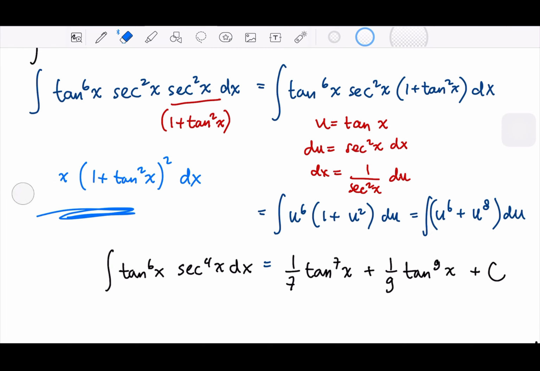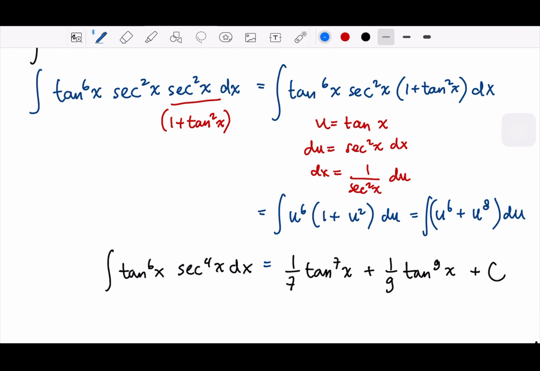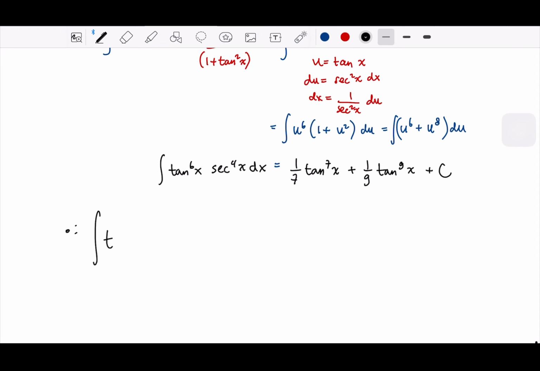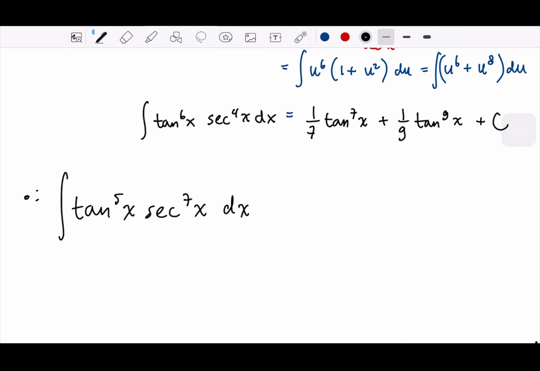So let me erase this part. Okay, now the other one is tangent with power of 5 and then secant with power of 7. So both tangent and secant have an odd power. How about this odd case?